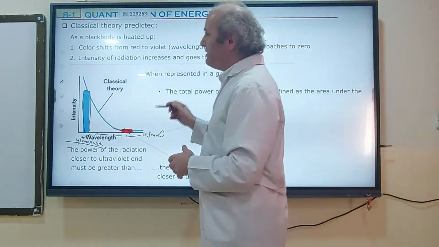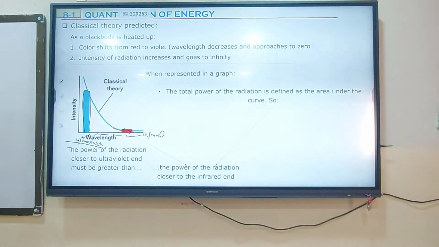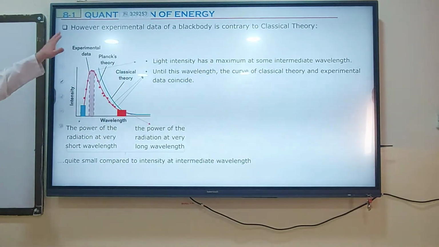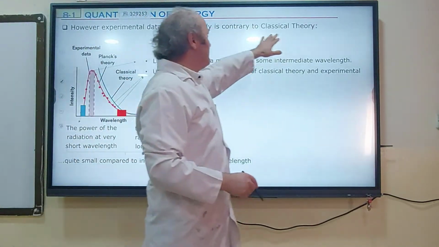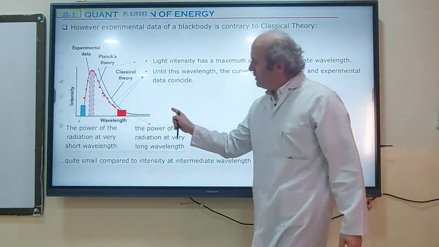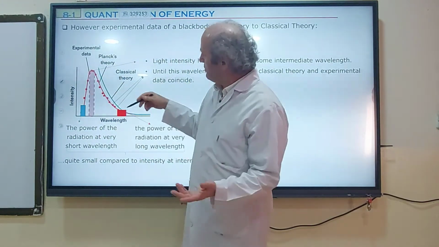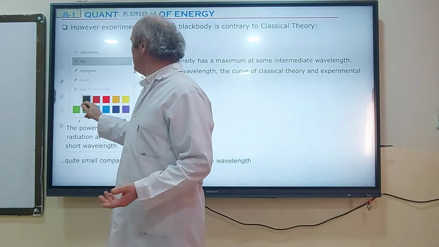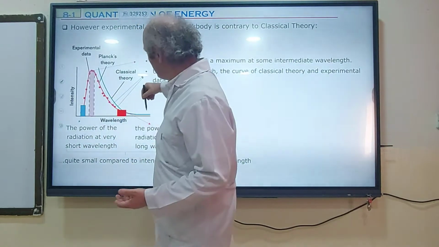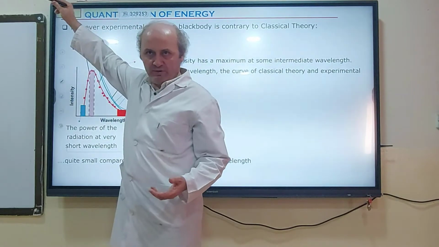But later in the 19th century, an experiment was done with the Blackbody, but the result was not completely like this. However, experimental data of the Blackbody was contrary to the classical model. How? This is the classical model. The blue curve represents the classical model. It says that when you heat up an object, the curve starts from 0 and goes to infinity.